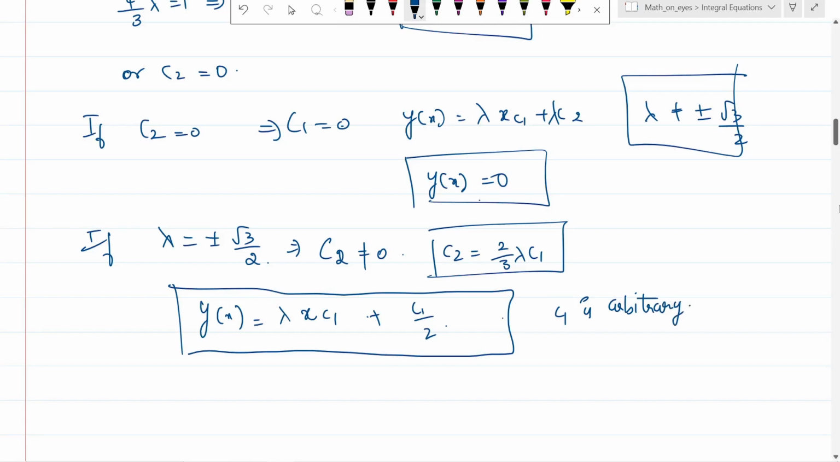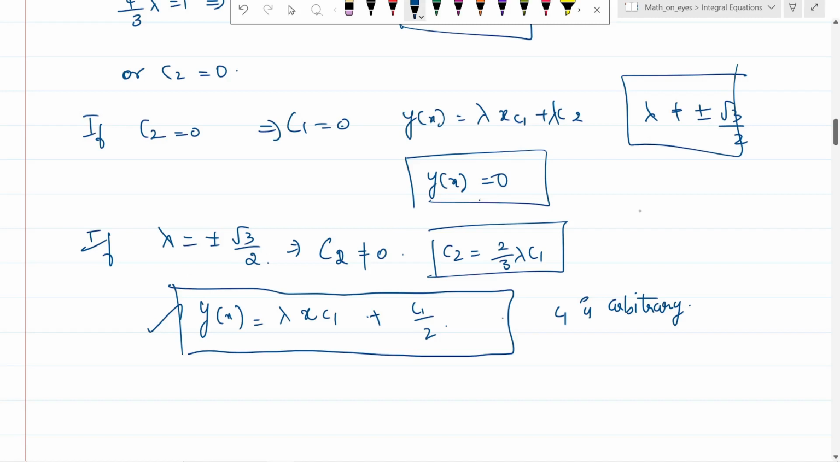If f of x is equal to 0, then we find this solution. Lambda is any constant, right? When lambda is particularly fixed at plus root 3 by 2, we find this solution. This is a continuous solution. And when lambda is equal to minus root 3 by 2, in that case also we find the continuous solution. When lambda is not equal to plus or minus root 3 by 2, in that case y of x is equal to 0 is a solution.